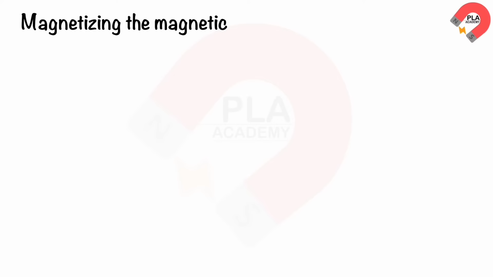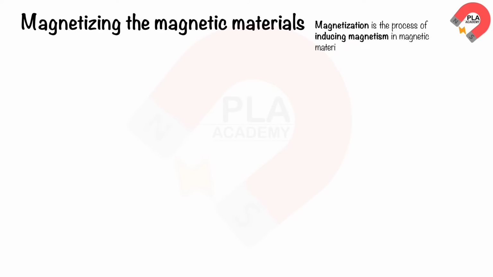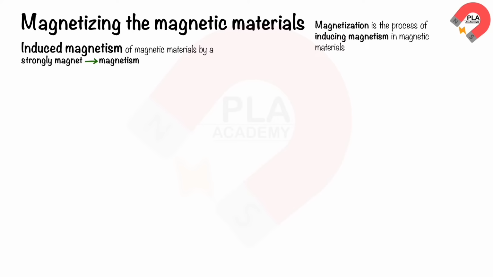Magnetizing the magnetic materials. Magnetisation is the process of inducing magnetism in magnetic materials. There are three ways to magnetize a material. Induced magnetism of magnetic materials by a strong magnet. Iron and steel can be magnetized when placed near a magnet, but the magnetism is usually weak.